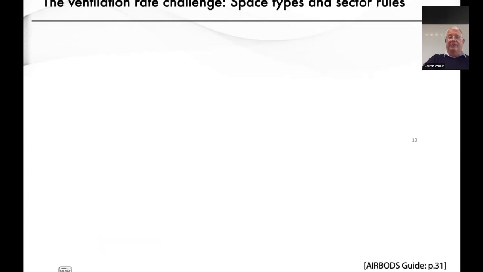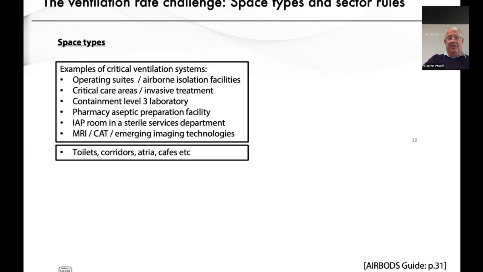So more on the ventilation rate challenge, space types and sector rules. So space types, in the healthcare sector, there's a whole host of different specialist or critical ventilation systems that you may be interested in. Then there's all the other spaces, such as toilets, corridors, atria, cafes.